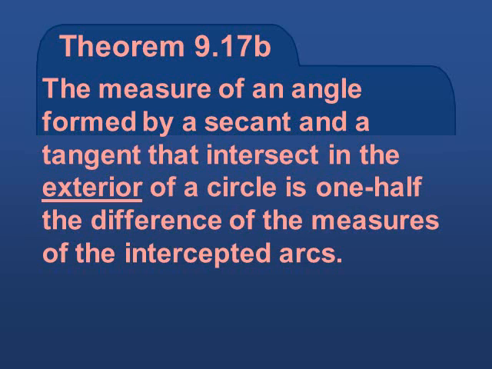Okay, so here we are at 17b, like I said we would be. The measure of an angle formed by a secant and a tangent that intersect in the exterior of the circle is still 1/2 the difference of the measures of the intercepted arcs.